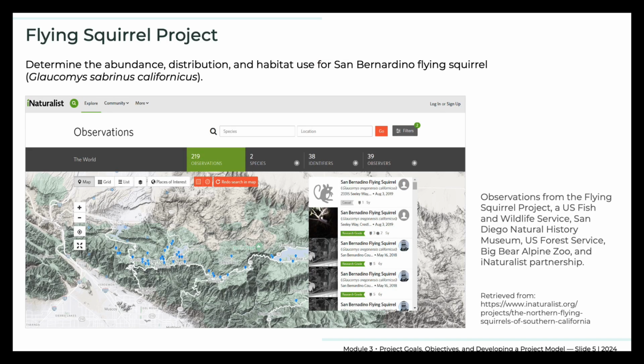The Flying Squirrel Project began in 2014 after the Center for Biological Diversity filed notice of intent to sue the U.S. Fish and Wildlife Service on a claim that the San Bernardino flying squirrel should fall under the protection of the U.S. Endangered Species Act. At the time, data on the population and range of the species were insufficient to make a ruling under that act. The Fish and Wildlife Service established the Flying Squirrel Project to determine the squirrel's abundance, distribution, and habitat use.